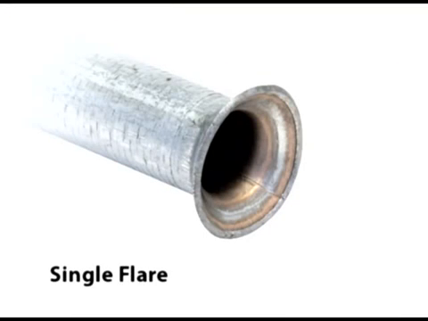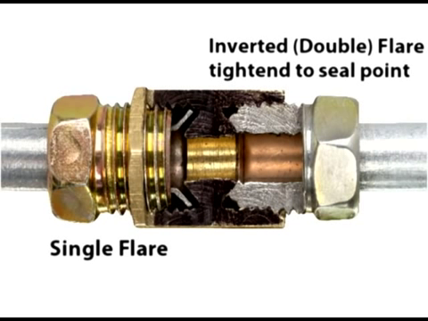First is a single flare, which is basically a cone that spreads the end of the tubing in order to fit over a cone-shaped protrusion in the fitting that the line is attached to. As you can see from the shape of the flare itself and the fitting surface, they are designed to allow a sealing surface based on the mating of the angles. Then the pressure of the flare nut or flare fitting forces the faces together, creating the seal.